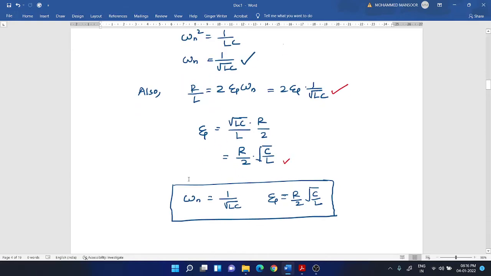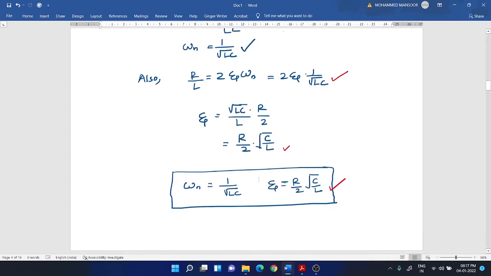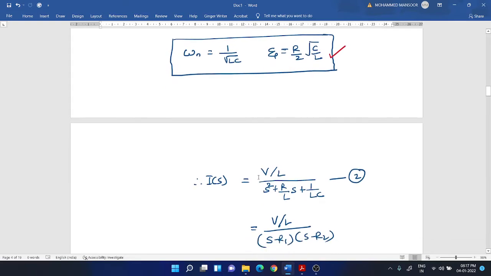So please note these two equations. One is the natural frequency of oscillation, 1 by root LC, and the damping ratio zeta, R by 2 into root C by L. These two parameters are very important. Now recalling the expression for I of s as V by L divided by s square plus R by L into s plus 1 by LC, that is equation number 2.